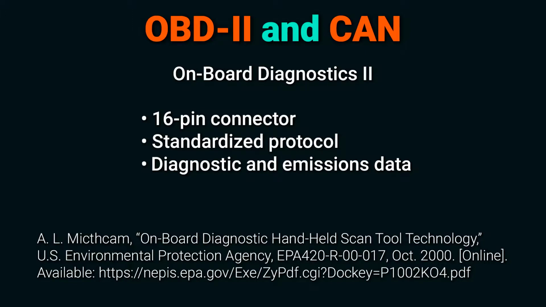By law, every car manufactured in the United States since 1996 must comply with the Onboard Diagnostics 2 standards. OBD2 specifies a 16-pin connector, usually located under the dashboard, and a series of protocols and message formats for retrieving diagnostic and emissions data. My system connects to the OBD2 connector and uses parameter IDs specified by the standards to request specific types of data from the car's ECUs.